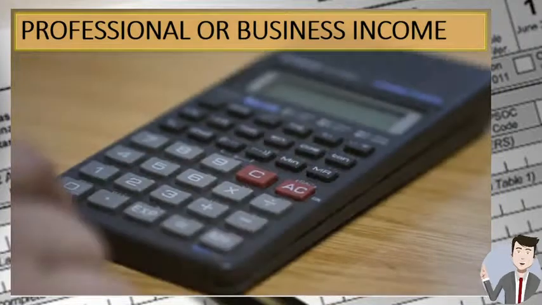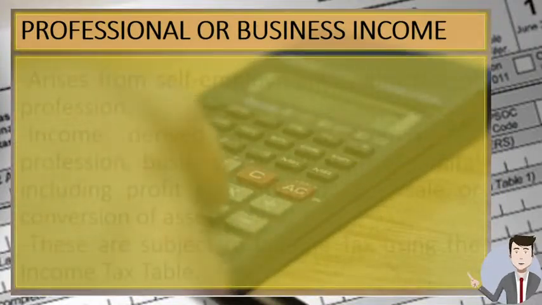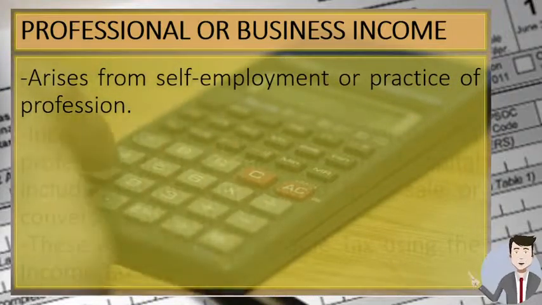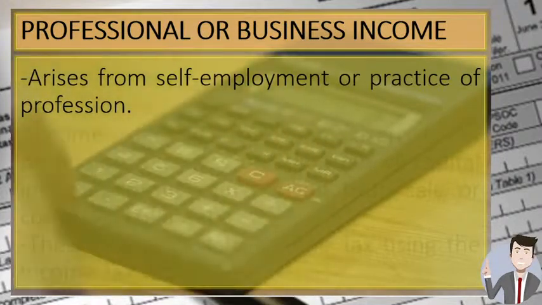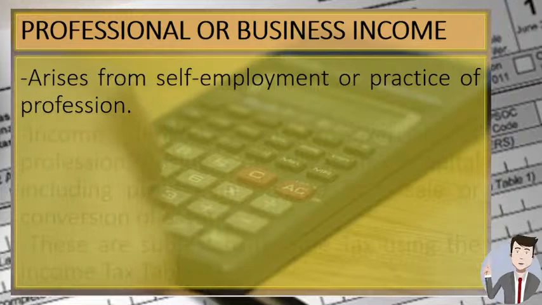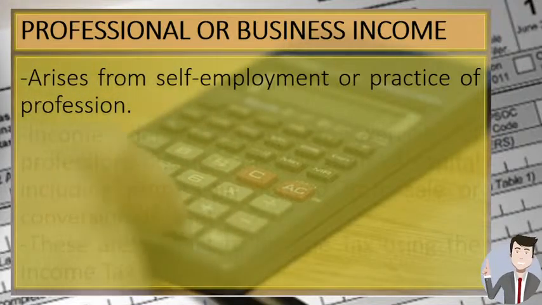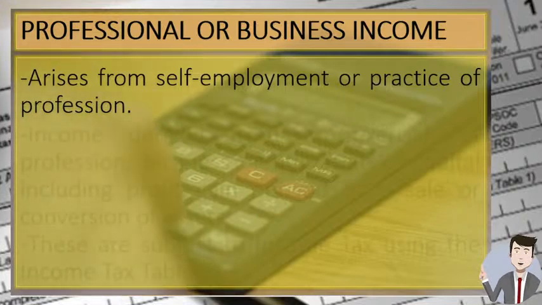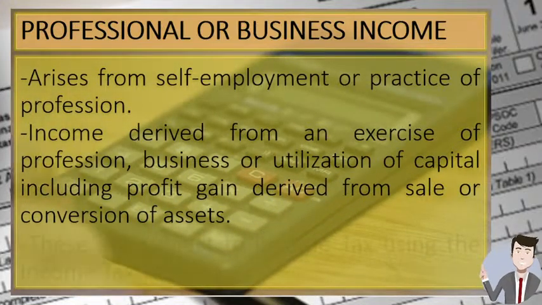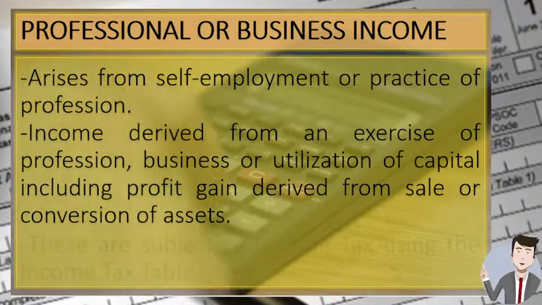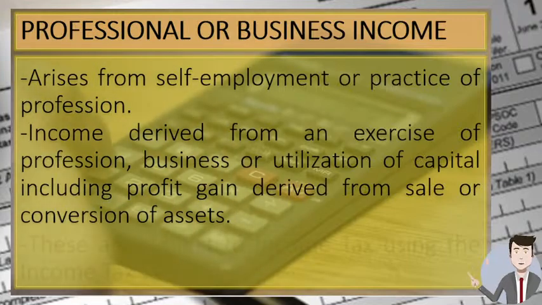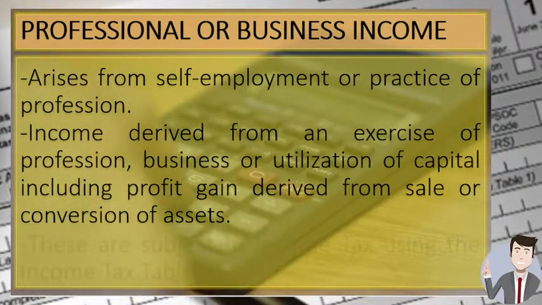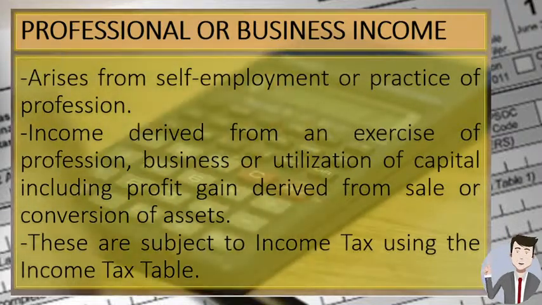Okay, so next, we have your professional or business income. These are income arising from self-employment or practice of profession. For tax purposes, the treatment for self-employed individuals and practitioners or professionals is the same, for tax computation purposes. Income derived from the exercise of a profession, business, or utilization of capital, including profit or gain derived from the sale or conversion of an asset, is still considered business income. These are subject to income tax using the income tax table.